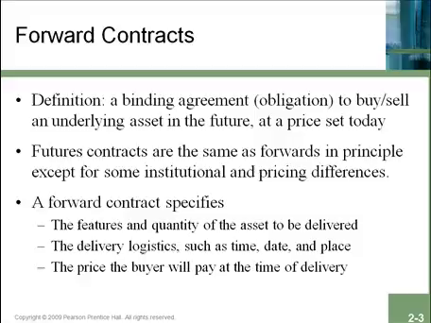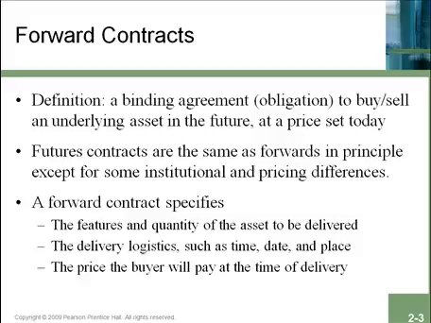First of all, we're going to start by looking at forwards. By definition, a forward contract is a binding agreement between two parties to exchange some underlying asset in the future at a pre-specified time and at a price that you set today. Now, in essence, futures contracts are the same thing as forward contracts. The underlying idea is identical, but there are some institutional differences that we'll talk about later. But for right now, just think of futures and forwards as being exactly the same thing.